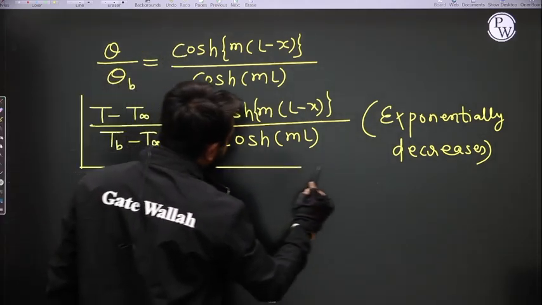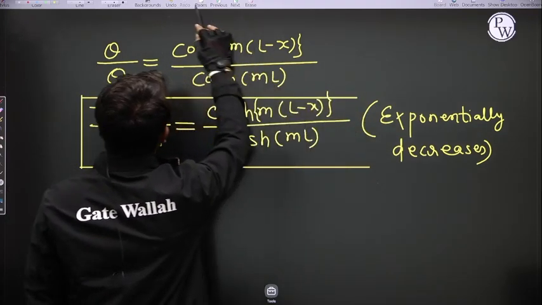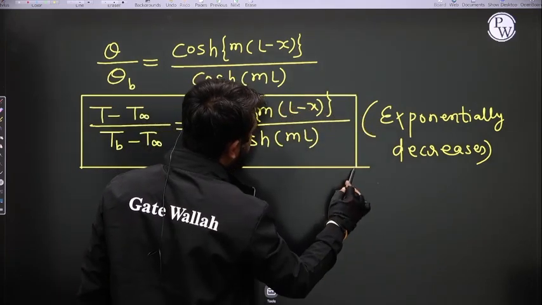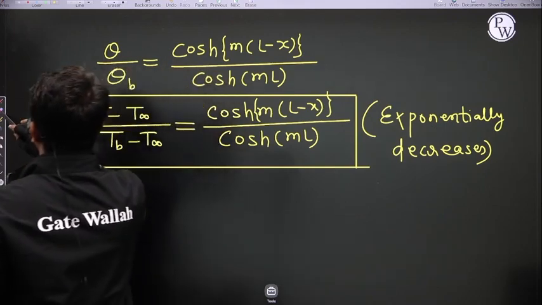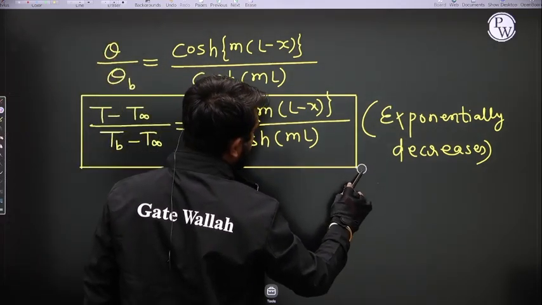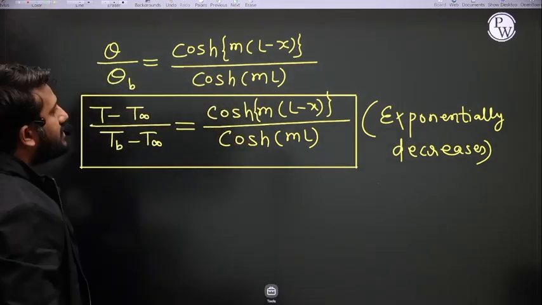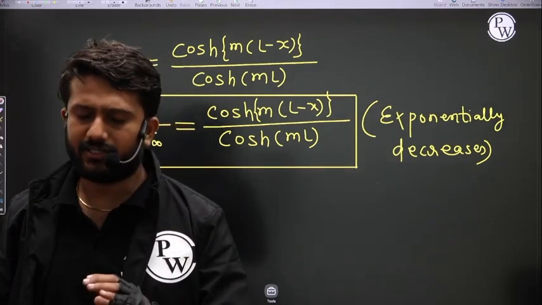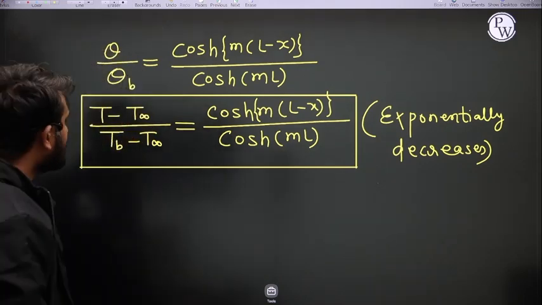Now the second objective. What is the second objective? The second objective is the rate of heat transfer through the fin. Rate of heat transfer through the fin.